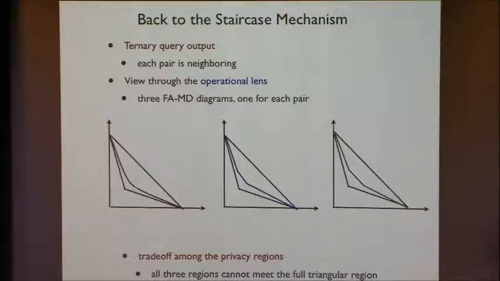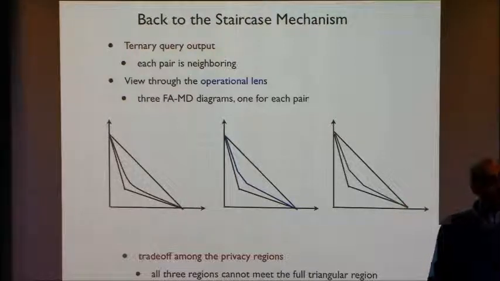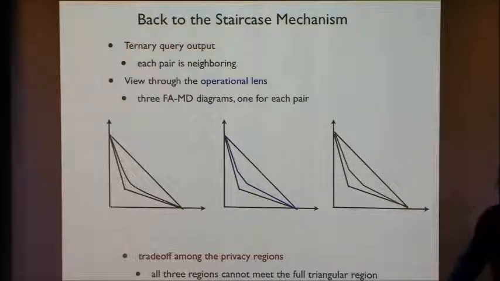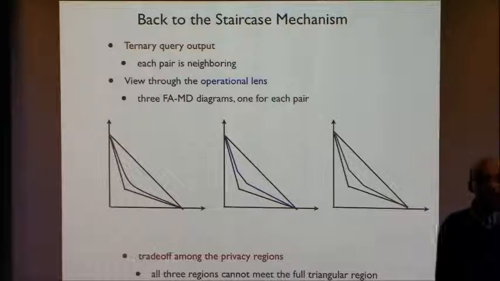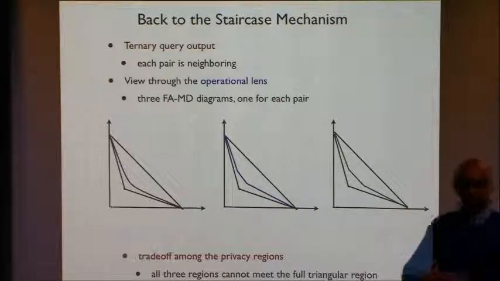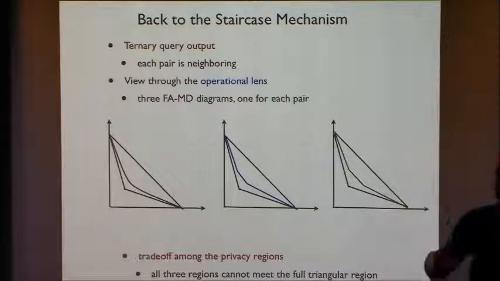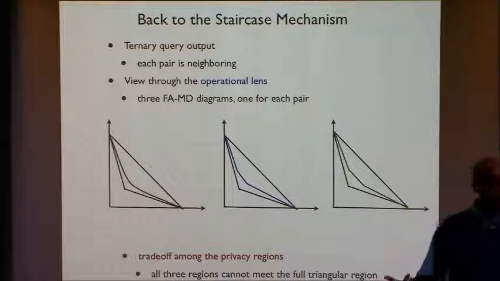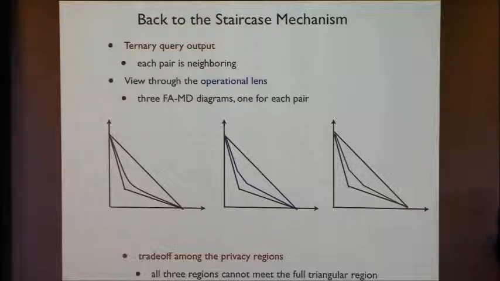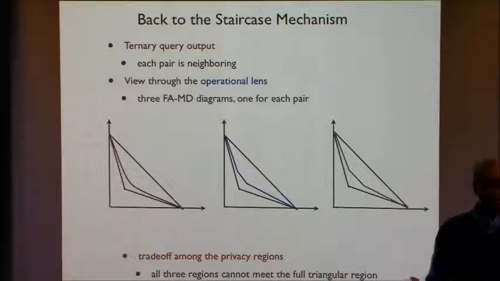For that, binary didn't do it. In binary, everything was already nice. So let's take ternary outputs. Now a query output has 3 possible values. And let's say my neighborhood is every pair, so for every pair I want to provide privacy. You could have had other things, like only 2 pairs and so on, but let's say every pair for now.